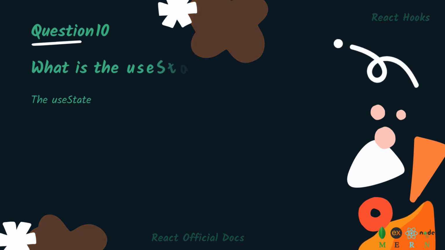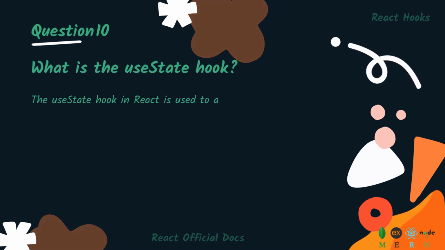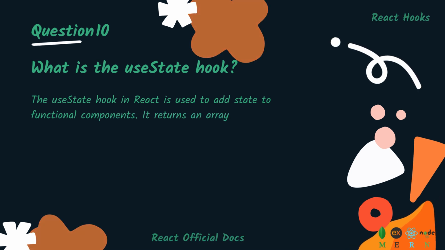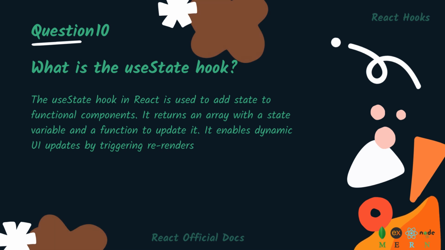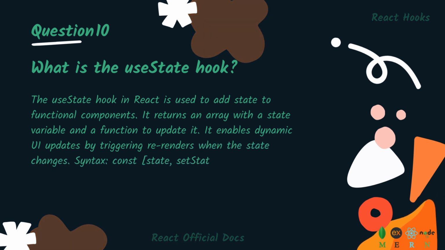What is the useState hook? The useState hook in React is used to add state to functional components. It returns an array with a state variable and a function to update it. It enables dynamic UI updates by triggering re-renders when the state changes. Syntax: const [state, setState] = useState(initialValue).